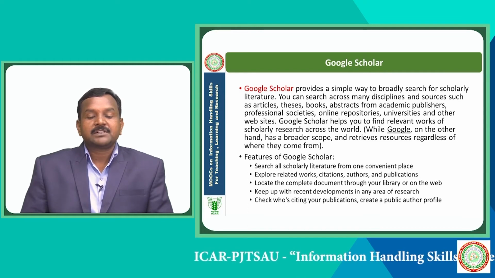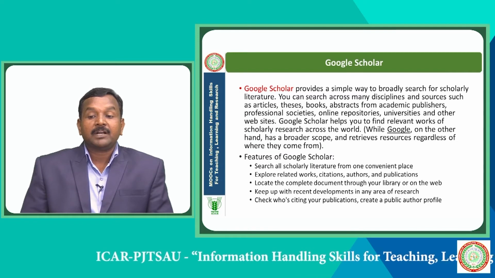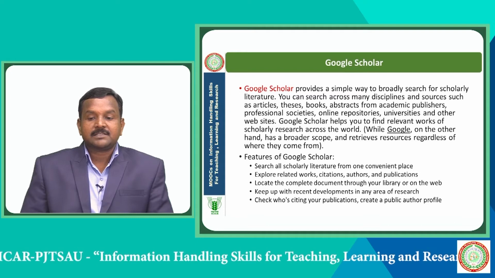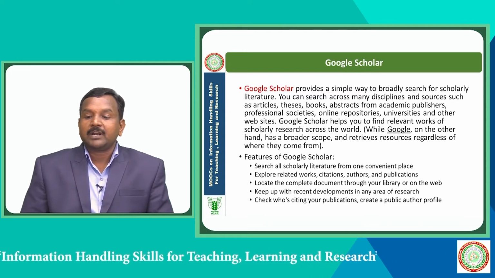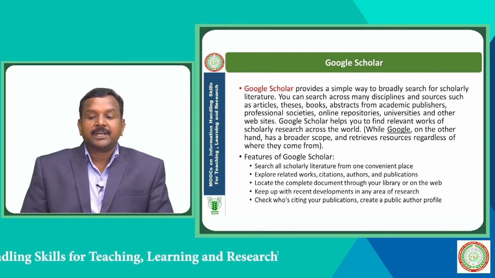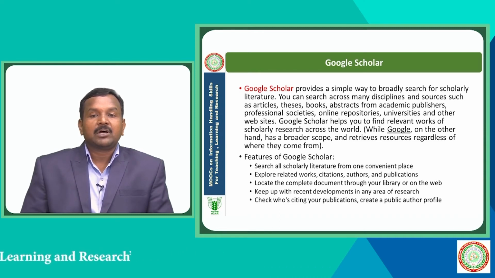Here are some of the features of Google Scholar. Search all scholarly literature from one convenient place. Explore related works, citations, authors, and publications. Locate the complete document through your library or on the web. Keep up with recent developments in any area of research. Check who is citing your publications. Create a public author profile.